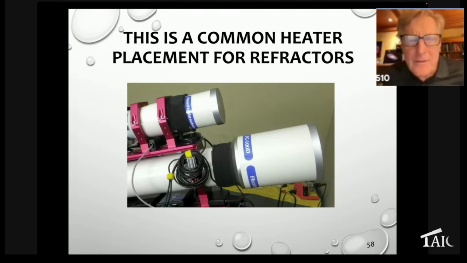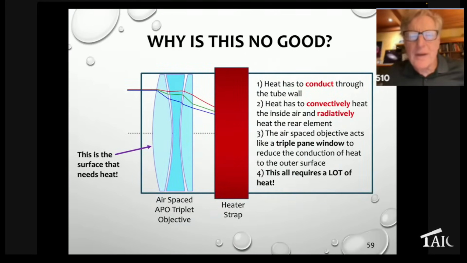How about refractors? This is a common heater placement that I see for refractors. Well, let's think about that one. Why isn't that any good? Again, the heat has to conduct through the tube wall. The heat has to convectively heat the inside air and radiatively heat the inside rear element. But here's the real killer.